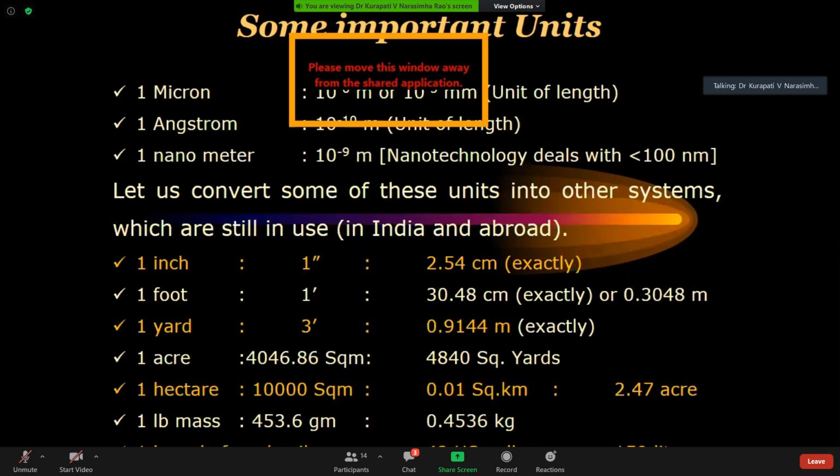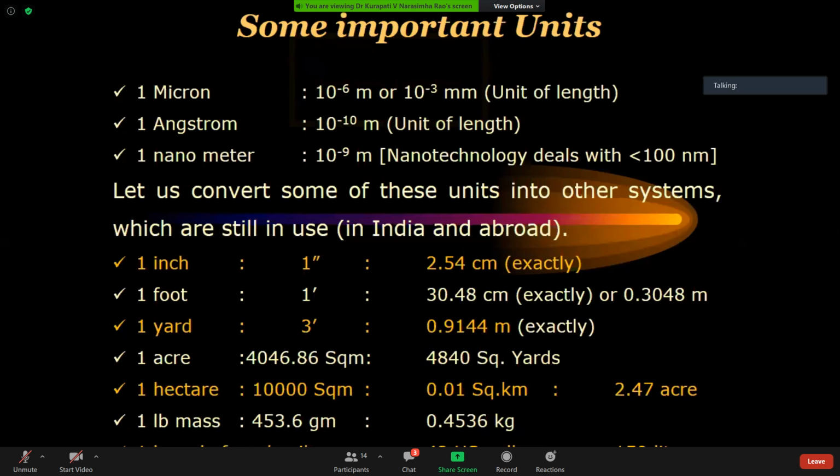1 micron is 10 to the power of minus 6 meters or 10 to the power of minus 3 millimeters. It is a unit of length. Another one is 1 angstrom, which is 10 to the power of minus 10 meters, which is a very, very small thing. It is also a unit of length. Can anybody answer where angstrom is used?